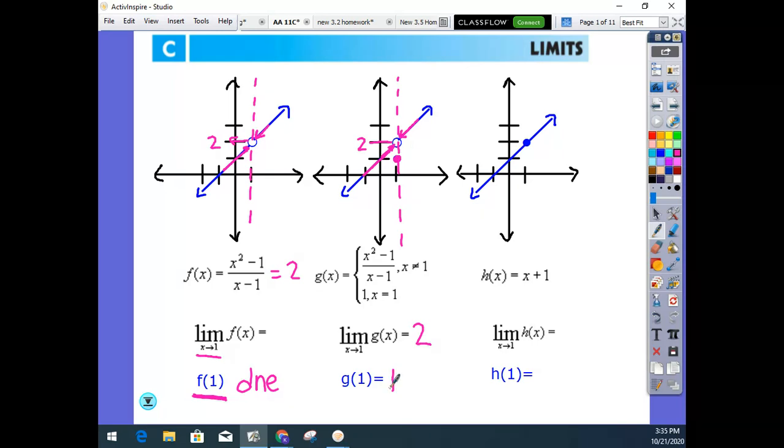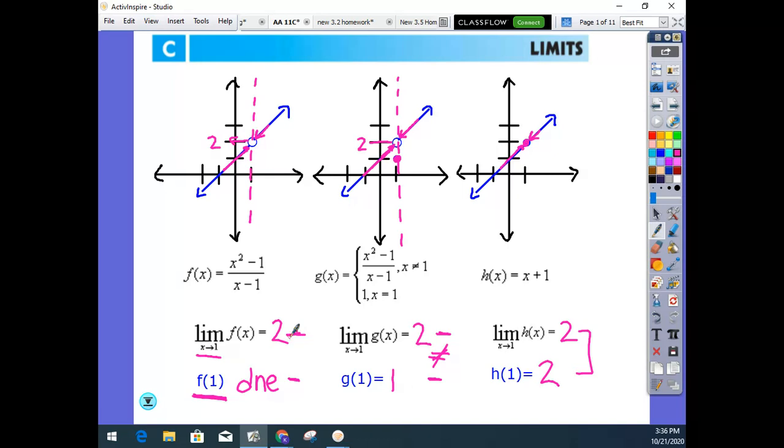So there are times, oops, this should have gone here. There are times where the limit exists, but the y value doesn't. There are times where the limit exists, the y value exists, but they are not equal. And there are times where the limit exists, the y value exists, and they are equal. So you can have a limit without having a y value. You have to be very careful.